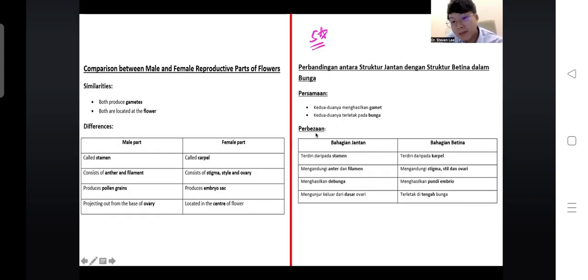For the differences, for the male part, we have to call the name: stamen. It contains anther and filament. It produces pollen grains. As for location, they come out from the base of the ovary. That means they come out from the side, from the base of the ovary. For the female part, very simple. It's called carpel. It has three parts: stigma, style, ovary. It produces the embryo sac, which I will explain to you in a while, and it's at the middle of the flower.